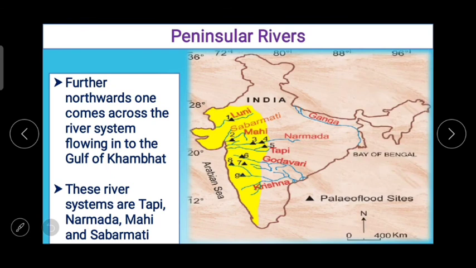The west flowing rivers occupying the area between the Western Ghats and the Arabian coastline are short in length but swift, and this condition of short and swift river systems exists in the states of Kerala, Karnataka, Maharashtra and southern Gujarat. So, on the screen again, if you go through the map, you can understand this. Further northwards, one comes across the river systems flowing into the Gulf of Khambat. These river systems are Tapi, Narmada, Mahi and Sabarmati. Here Tapi, Mahi, Sabarmati.